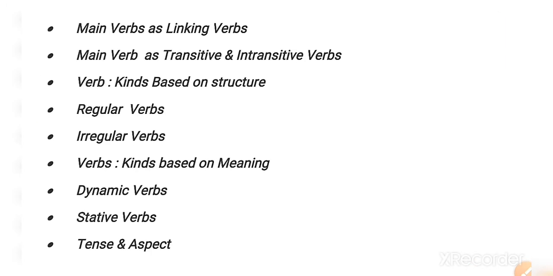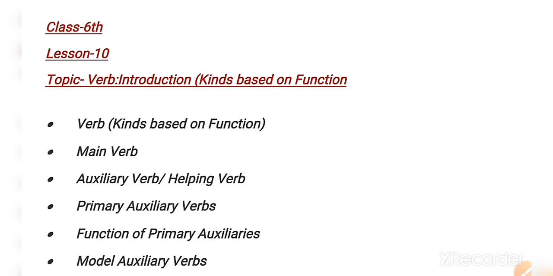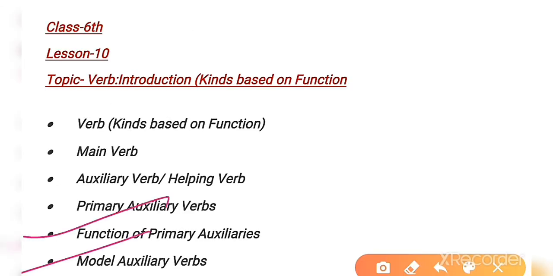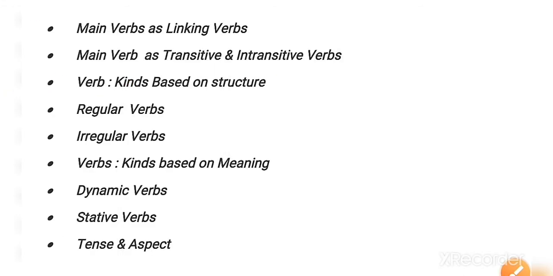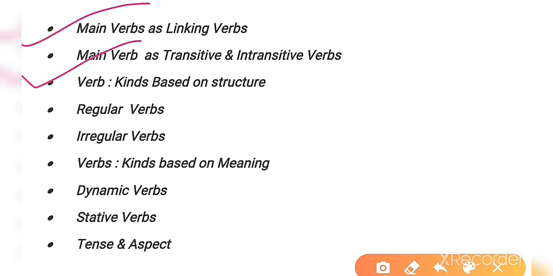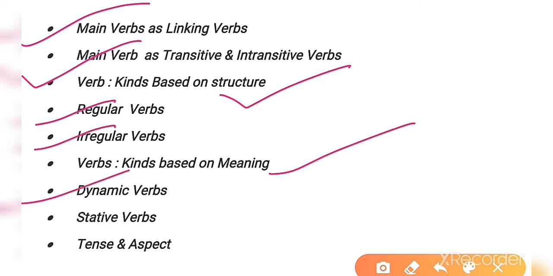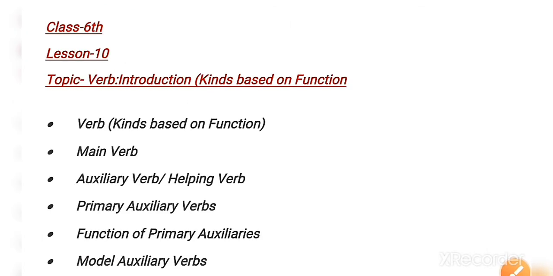So in today's class, children, we have completed function of primary verb and modal auxiliary, and also main verbs as linking verb, main verb as transitive and intransitive, then verb kind based on structure, here regular and irregular, then kind based on meaning, here dynamic and stative, then after tenses. So children, in this way we have completed all exercises and all sub topics of this chapter.